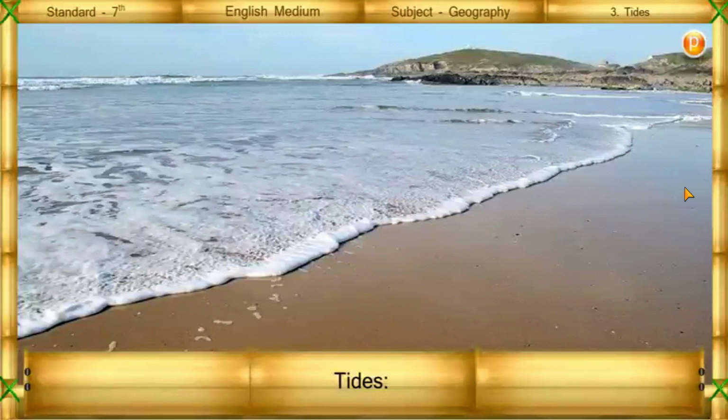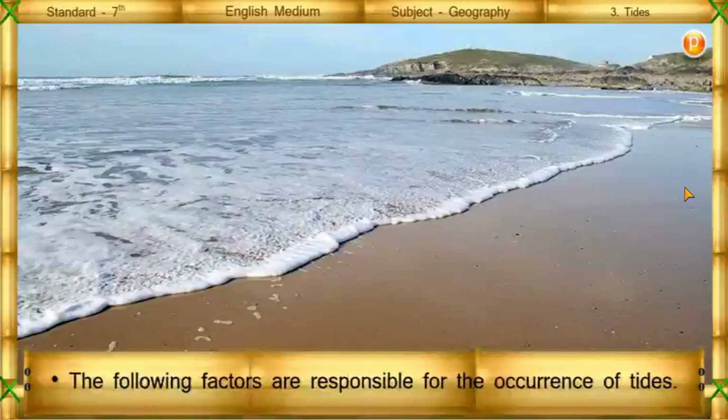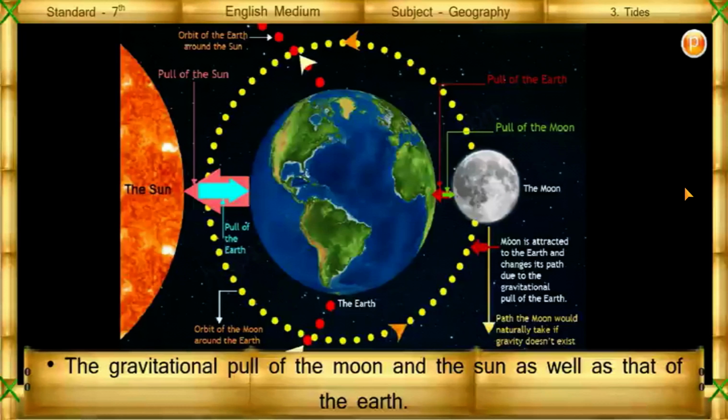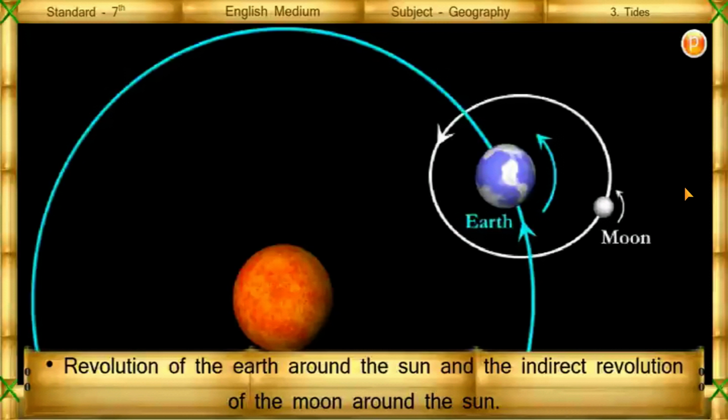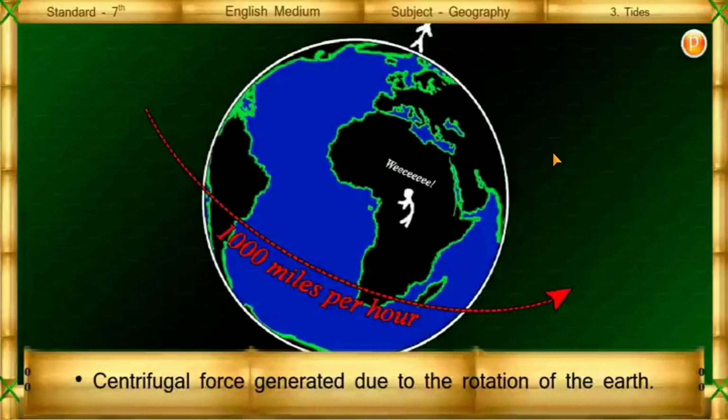Tides. The following factors are responsible for the occurrence of tides. The gravitational pull of the moon and the sun, as well as that of the earth. Revolution of the earth around the sun and the indirect revolution of the moon around the sun. Centrifugal force generated due to the rotation of the earth.